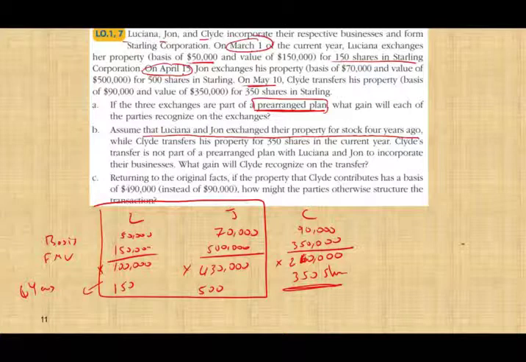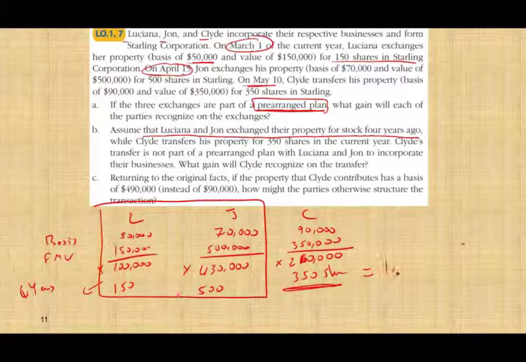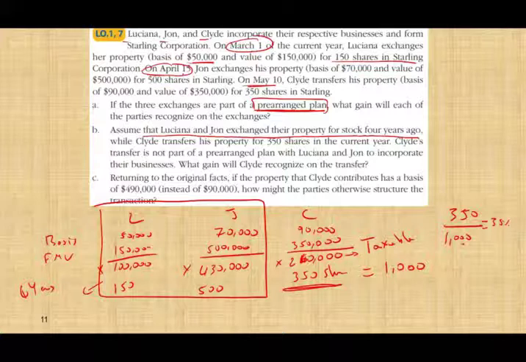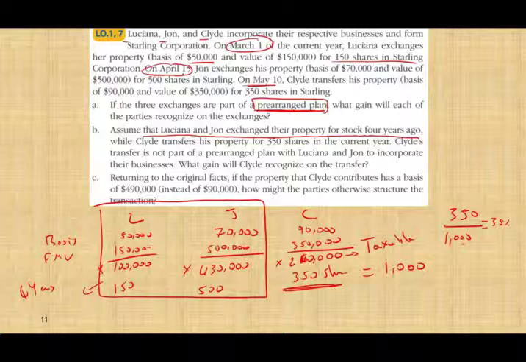So let's see what happened to C's status after this transaction. If we take 150 plus 500 plus 350, the total shares is 1,000. C's share of ownership is 350 over 1,000, which is 35%. Under those circumstances, this whole 260,000 for C will be taxable because it doesn't qualify for Section 351. Why doesn't it qualify? Because after the exchange, C got 35% ownership. Therefore, that's not Section 351.